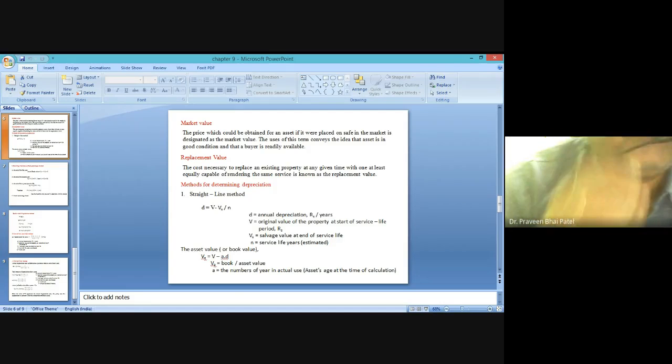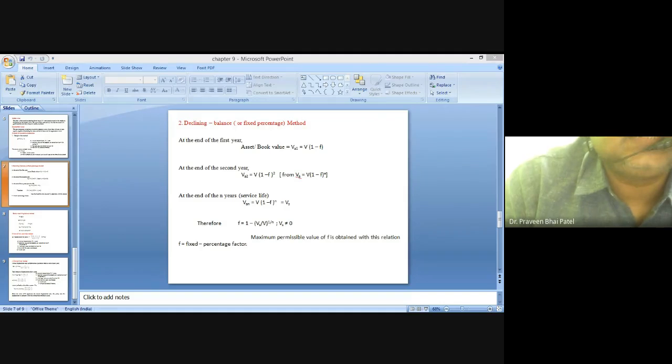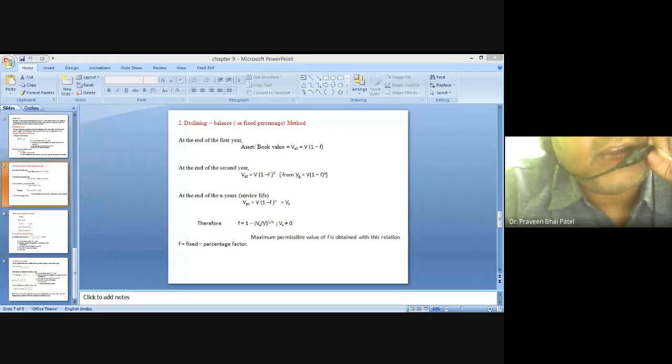Okay, so one by one we can do that. The next method is the declining balance or fixed percentage method. So what is the fixed percentage method? Before this, one more thing I want to tell you: what are the advantages and disadvantages of the straight line method? So what is the advantage?